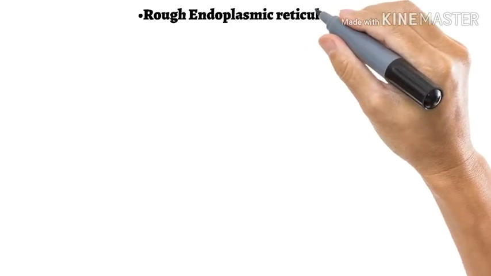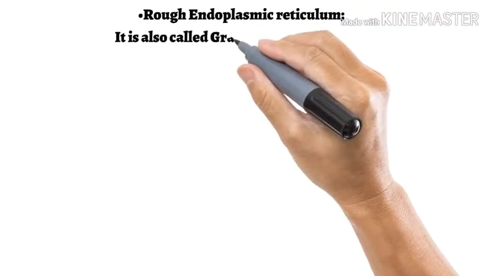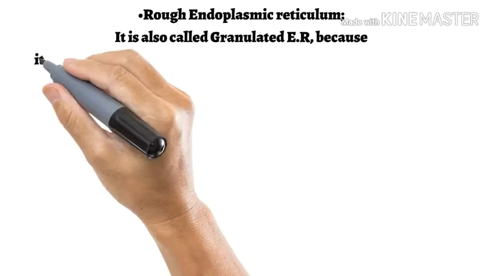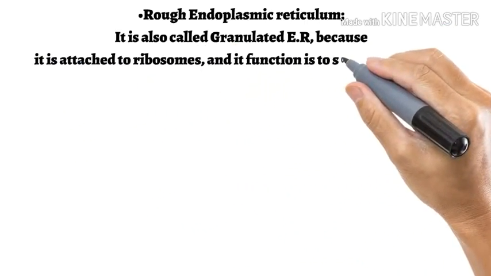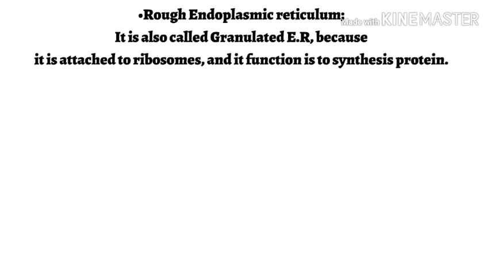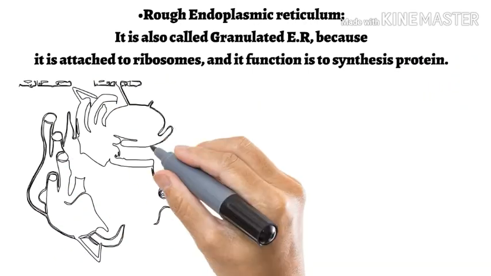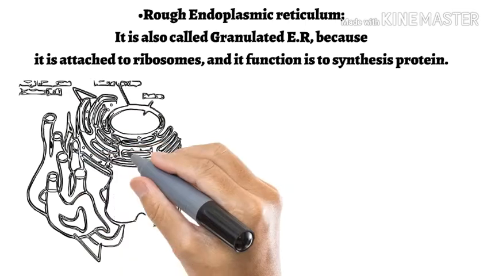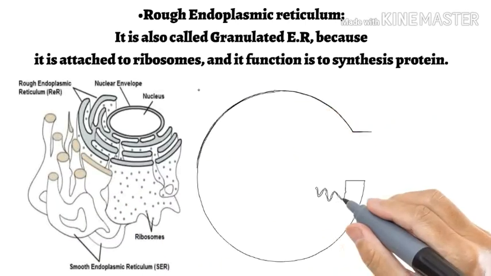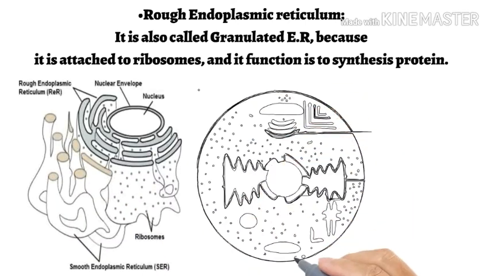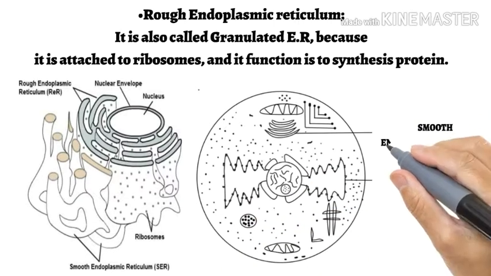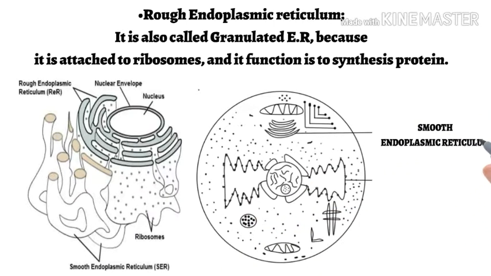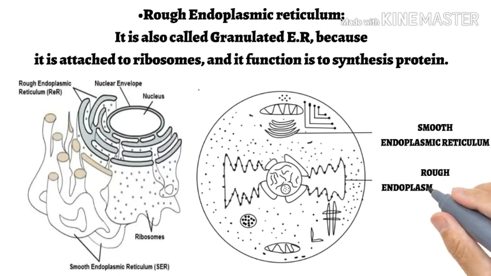Rough endoplasmic reticulum. It is also called granulated endoplasmic reticulum because it is attached to ribosomes and its function is to synthesize protein. Can you see the difference? The smooth endoplasmic reticulum is smooth while the rough is rough.